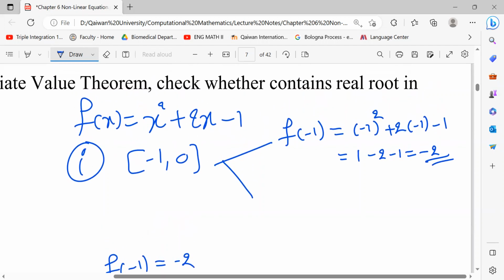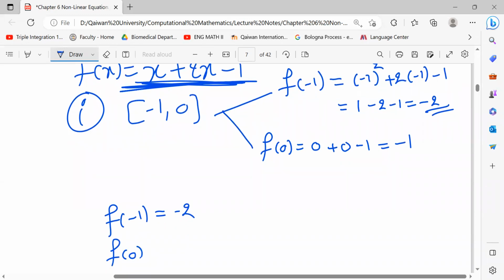Okay? And then let's find f of 0. F of 0: if we plug it into this function, we get 0 squared is 0, plus 2 times 0 is 0, then -1, and that is -1. So this is f of 0. Now we just found the image of both endpoints in the function, okay? So f of 0 is -1, and so f of -1 times f of 0 is -2 times -1.